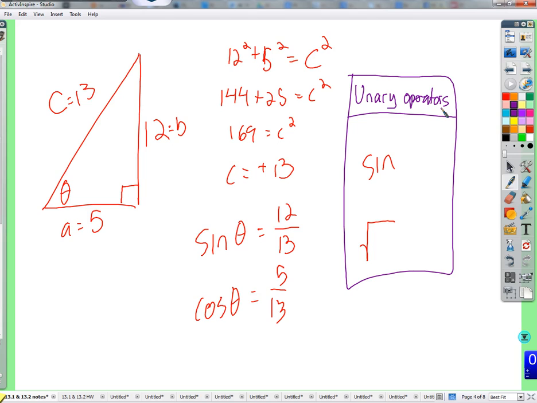But like with multiplication, say. Multiplication is a binary operator. This is a unary operator. What does bi mean? Two. And what does un mean? One. So binary operators act on two numbers.